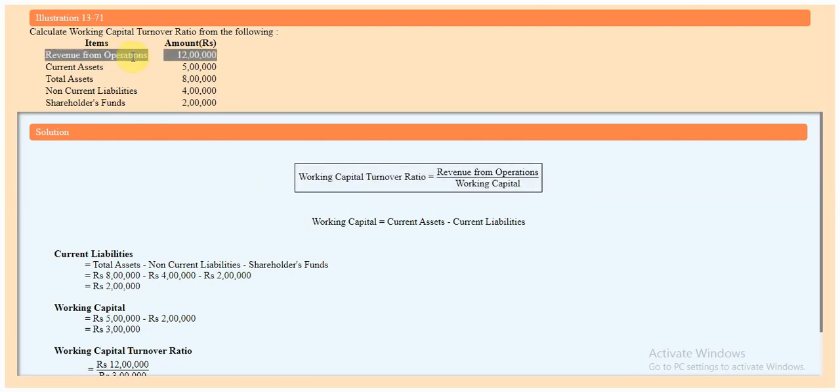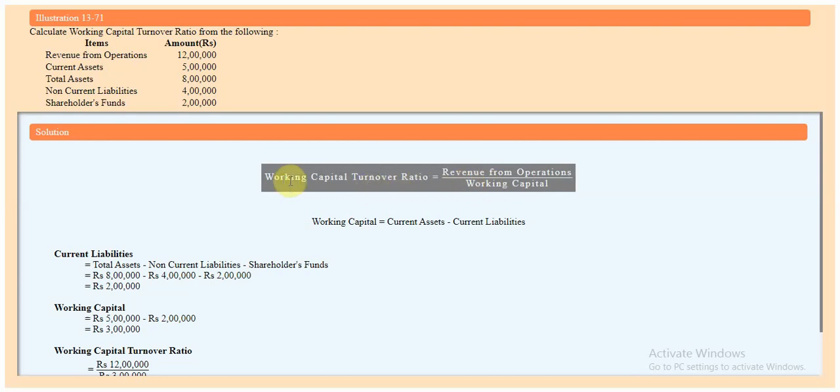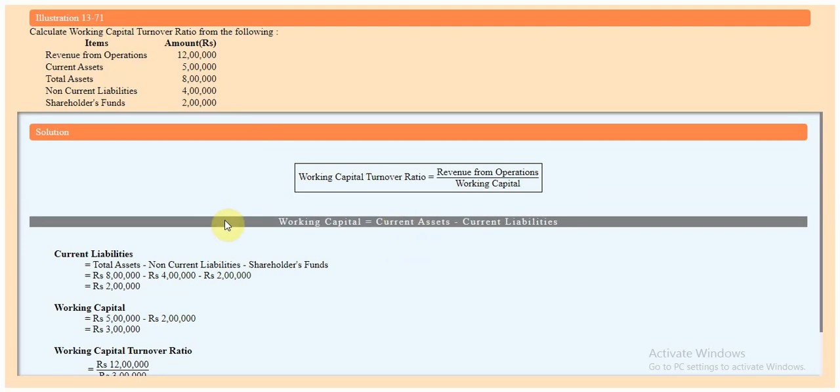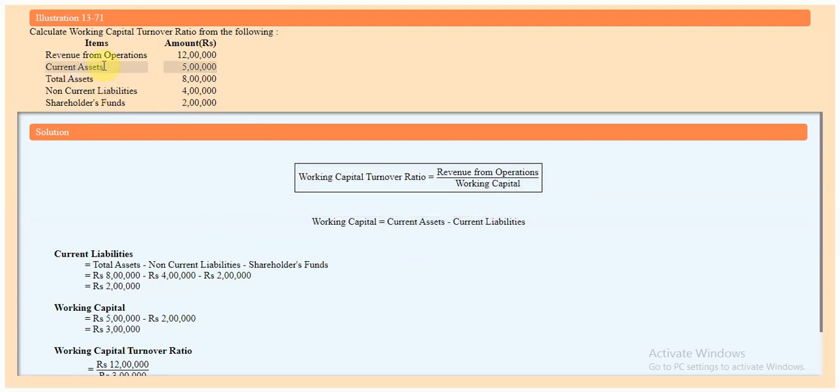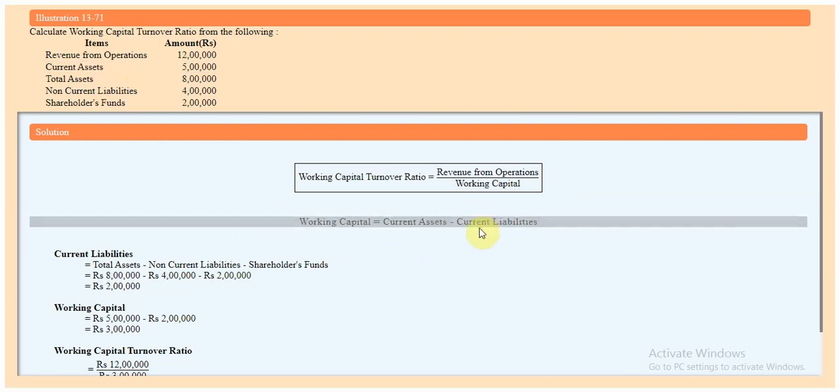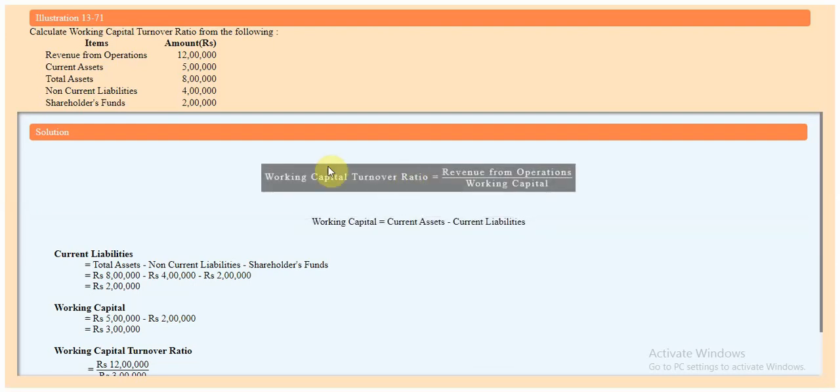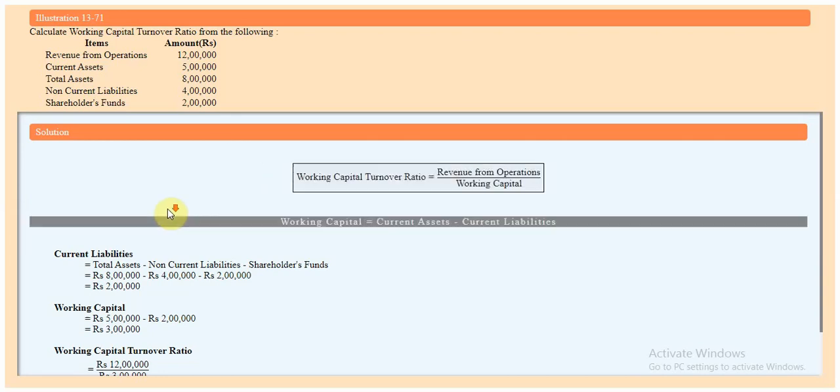So, revenue from operations is given to us here, but do we have working capital given directly? No. We are supposed to find out working capital, that is, we know the formula is current assets minus current liabilities. Do we have current assets given to us? Yes, we have it as rupees 5 lakh. And do we have current liabilities given to us? No, they haven't been given to us. So first we are supposed to calculate current liabilities, with that we are supposed to calculate working capital, and with that we will finally calculate the working capital turnover ratio.